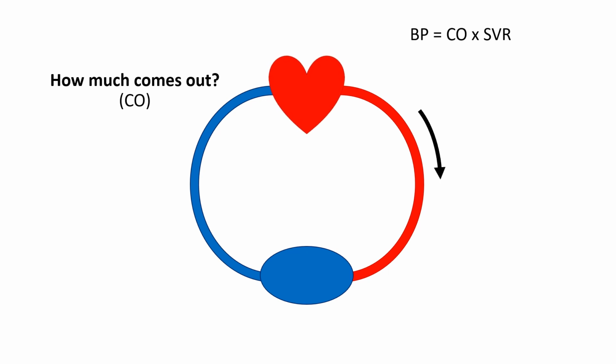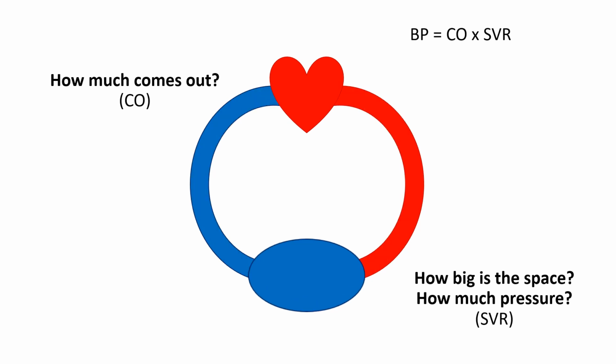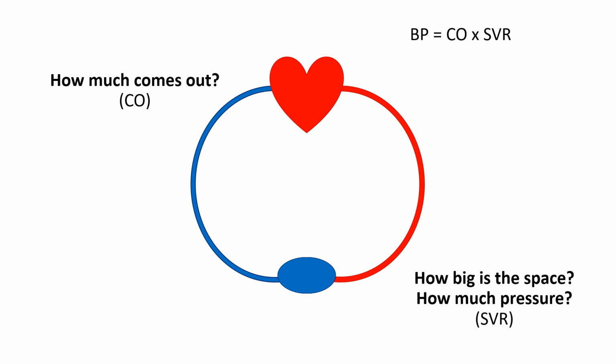Blood pressure is made up of two different factors: cardiac output and systemic vascular resistance. Cardiac output very simply refers to how much blood actually comes out of the heart when it's beating. Systemic vascular resistance is a little bit different. It refers to how big the space is that the blood is supposed to fill, or more accurately, how much pressure is in that space. If the vascular space is really big and really dilated, that pressure is going to be really low. And if the vascular space is really clamped down, it's going to be a really high pressure system.